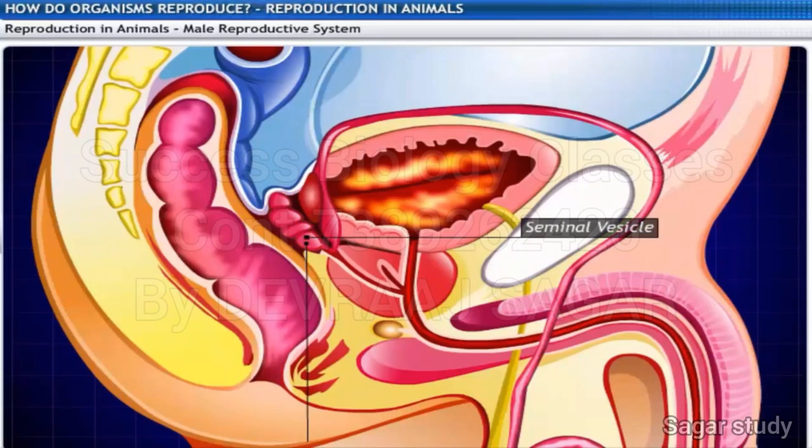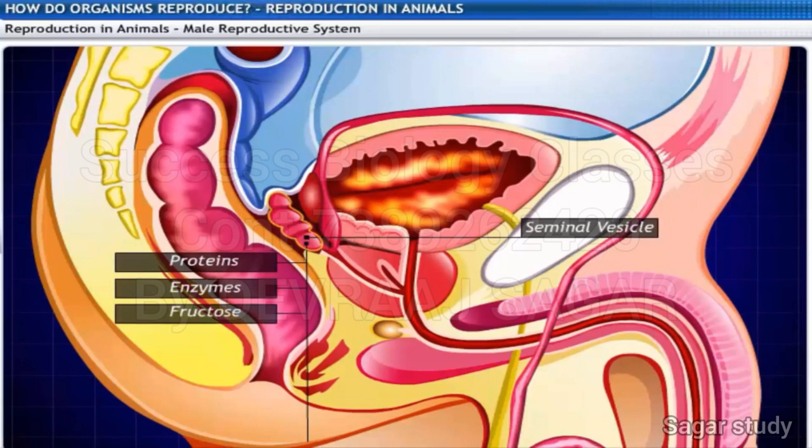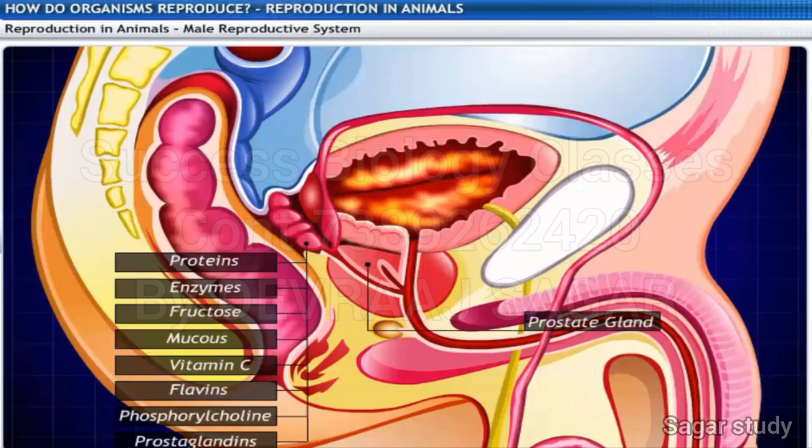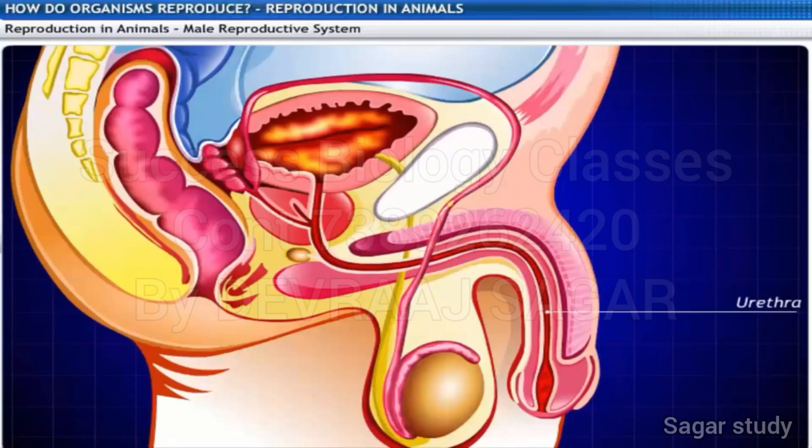The secretions from the seminal vesicle contain proteins, enzymes, fructose, mucus, vitamin C, flavins, phosphorylcholine, prostaglandins. The secretion from the prostate gland comprises simple sugars and is alkaline in nature.